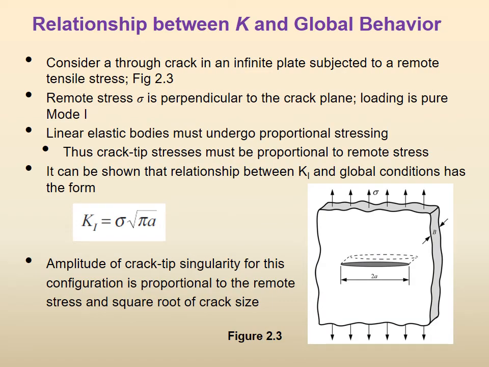So now, with this quick background, the relationship between K, the stress intensity, and the global behavior. You see, K is local, K is at the crack tip, and globally what is happening. So we are taking the same figure as we did earlier, that this is a large plate and this is a sharp crack 2A. The remote stress is sigma, the thickness of the specimen is B.